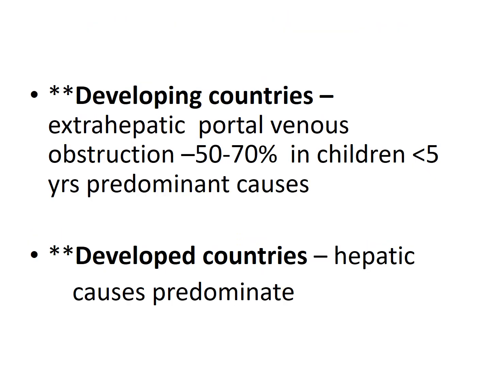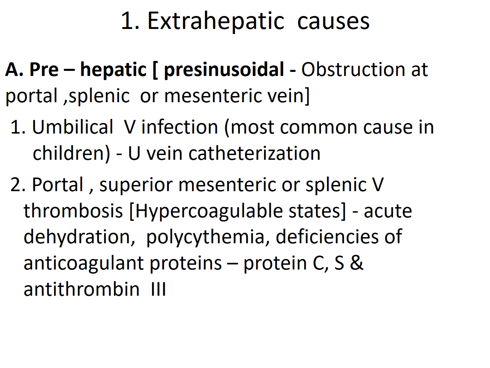It is noticed that in the developing countries, 50 to 70% of cases of portal hypertension are due to the extrahepatic type. So extrahepatic portal hypertension is more commonly seen, and this is predominantly seen in children less than 5 years old. In the developed countries, hepatic causes are predominant. Now come to the different etiologies. Extrahepatic causes or presinusoidal causes occur due to obstruction at the portal, splenic or mesenteric vein, and this obstruction can occur due to the following causes.